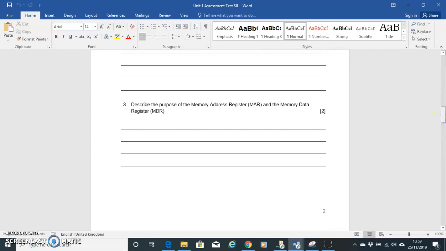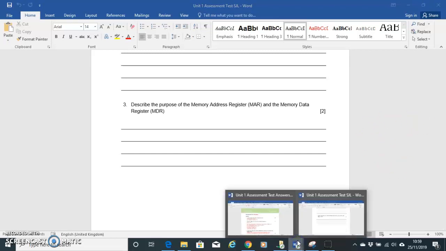Question 3, the purpose of the memory address register and the memory data register. Really, the most straightforward way to get the marks on what the registers in the processor do is just to learn the wording off by heart. Unless you've got a really secure understanding of the fetch, decode, execute cycle and you can really delve into your understanding of it, the easiest way is just to learn it off by heart.